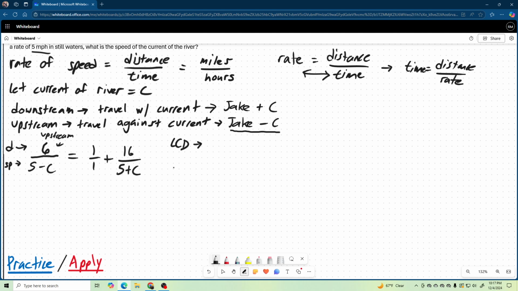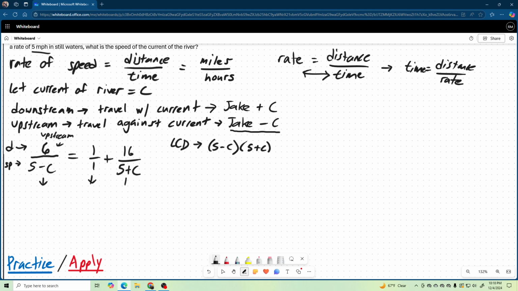And our LCD is going to be 5 minus C times 5 plus C. It's really the only things that we have in the denominator. The only other thing is a 1, so that's not really going to do anything for us. 5 minus C, 5 plus C. All right, so now let's go and do that. So we're going to take every individual piece, and we're going to do that just like we did before.